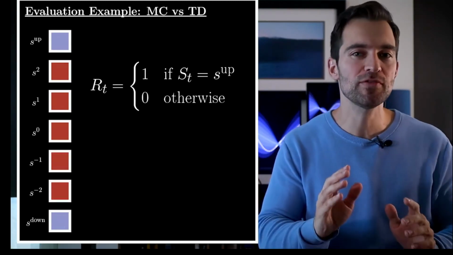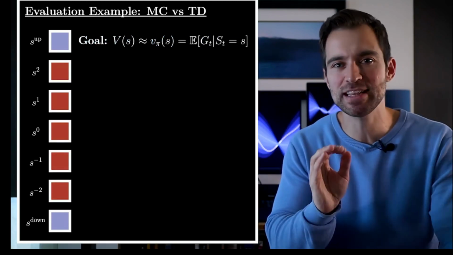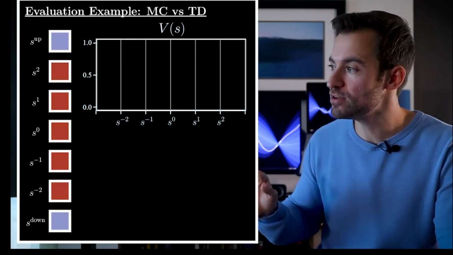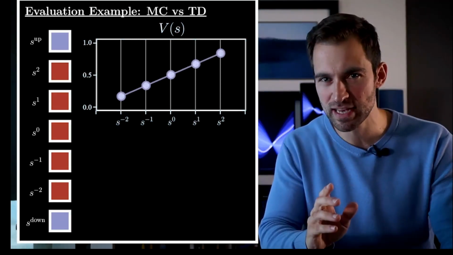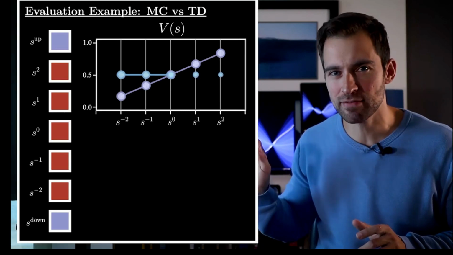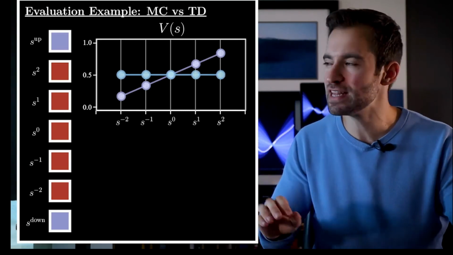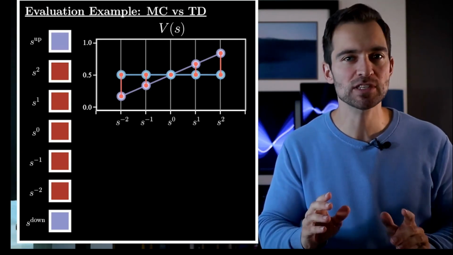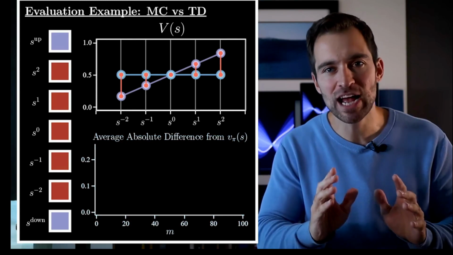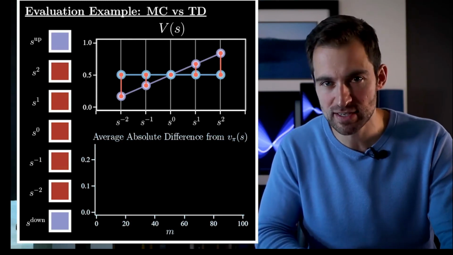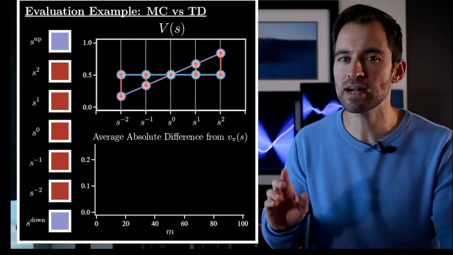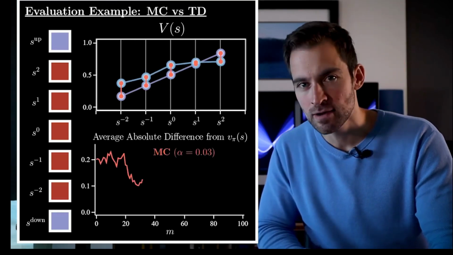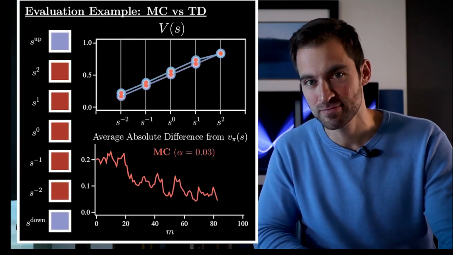As a reminder, when doing evaluation, the goal is to estimate the expected return from each state. Like last time, we can show the true values like this. Our algorithms begin by initializing estimates at 1/2, and we can measure performance using the absolute difference between our estimates and the true values. To keep track over time, we'll plot the average absolute difference over the number of episodes processed. To demonstrate, I'll run Monte Carlo with alpha equal to 0.03, which looks like this. Hopefully, this is nothing new.